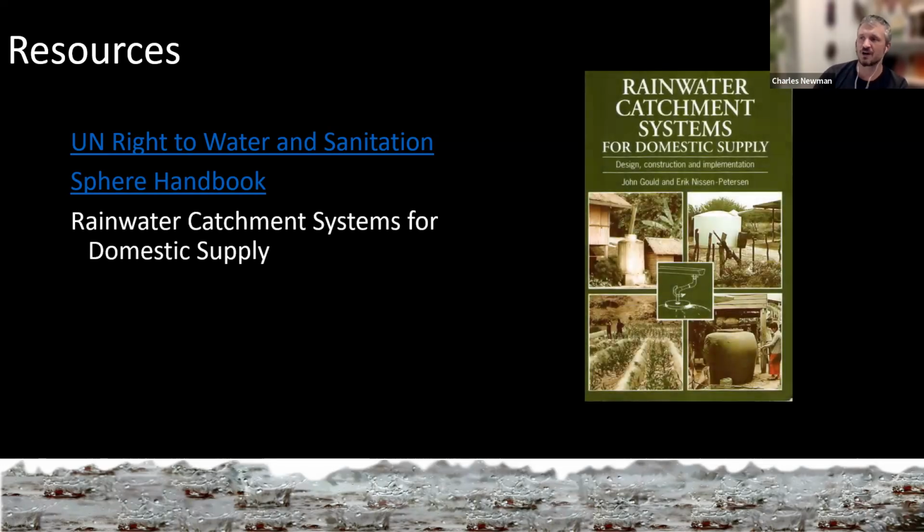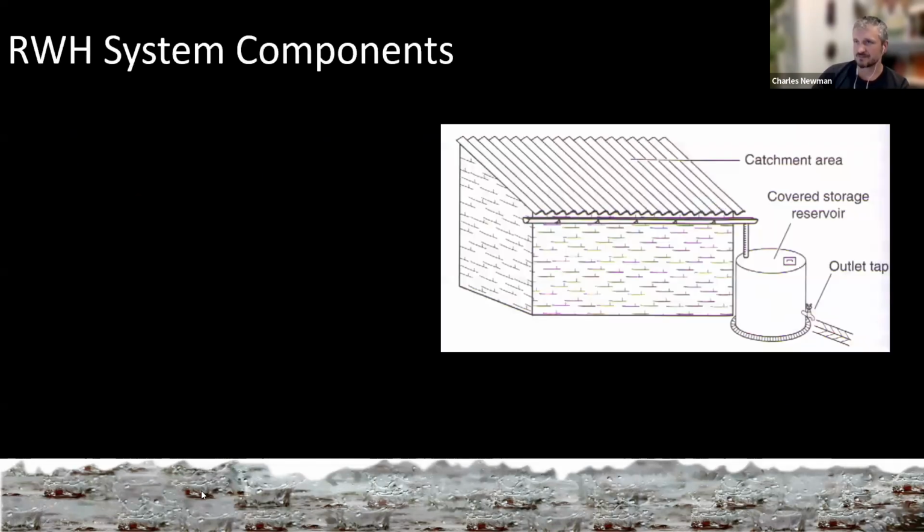And then rainwater catchment systems for domestic supply. This is a handy little book. I don't know if you can see it, it's all blurred there. I have my own copy. This book is quite helpful in helping you understand all of the factors that are involved with the design of rainwater catchment systems. And as you'll see, it also presents a couple cool examples and solutions.